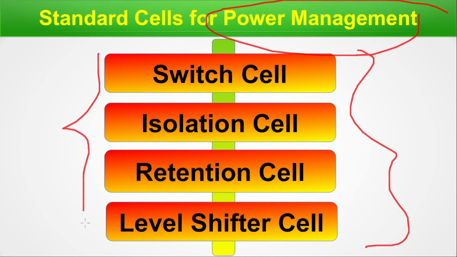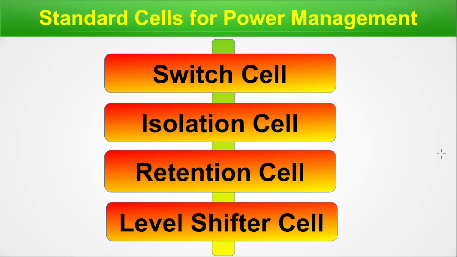These standard cells are designed in coherence with the power management block or power management unit operations, so that whenever such an instruction of switching or isolation or retention or level shifting is there, at that time the cell can operate in sync with the power management block. Now we will go in detail one by one through these cells.